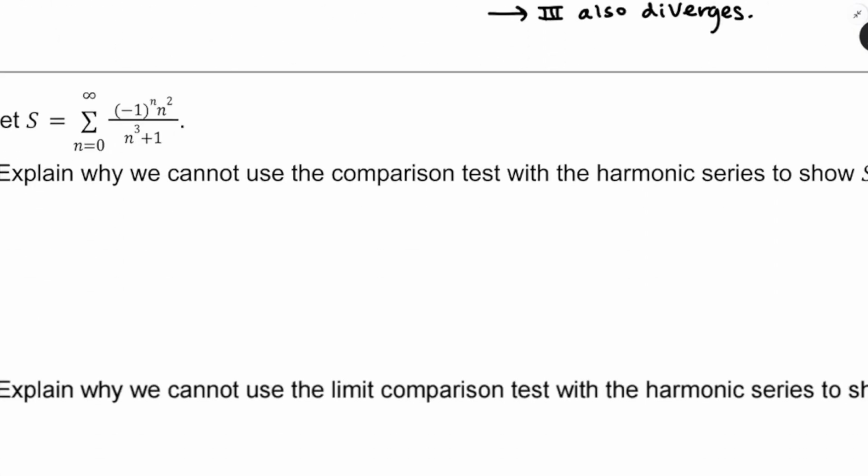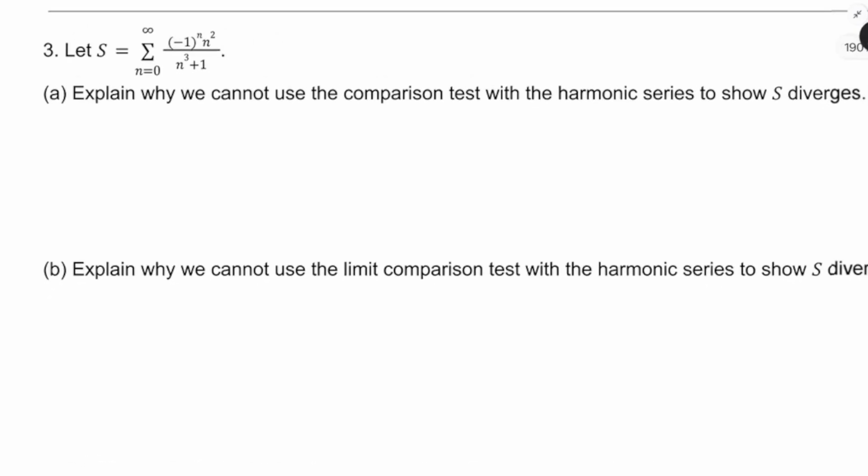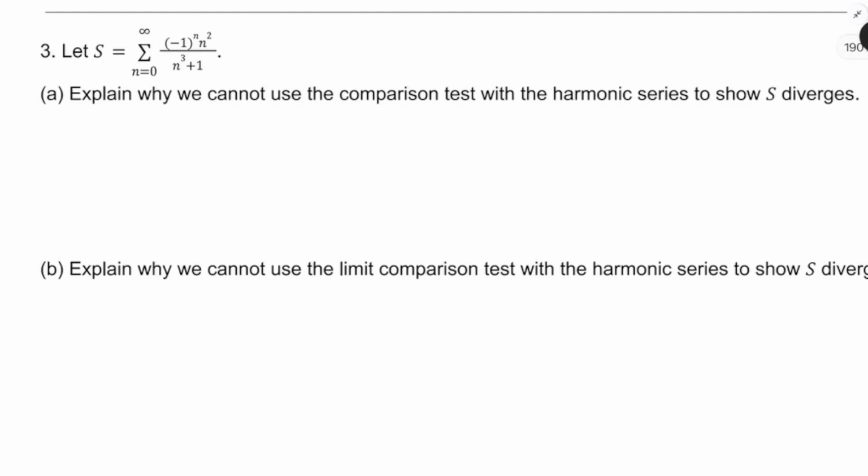All right, we'll move on. So let s equal negative 1 to the n to the 2 over n to the 3 plus 1. Explain why we cannot use the comparison test with the harmonic series to show that s diverges.